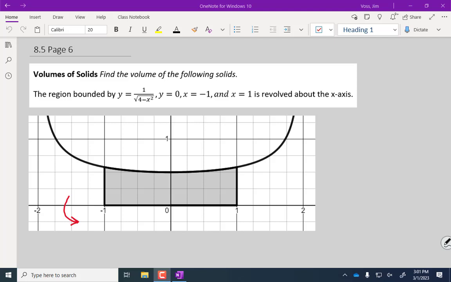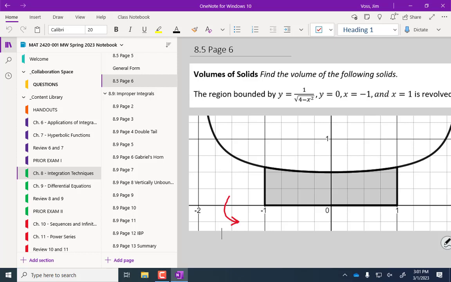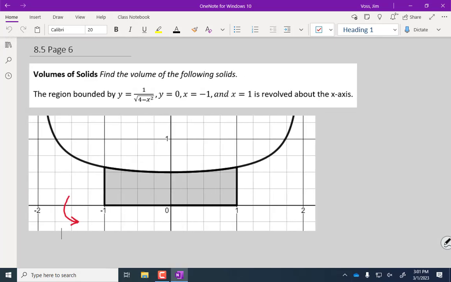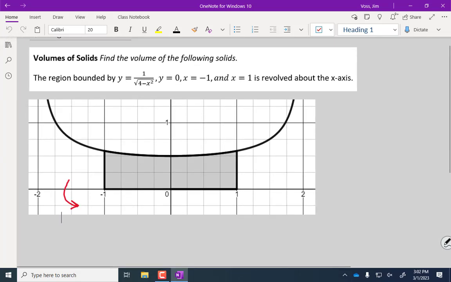Series. But before we talk about that, we will finish up our last slide in 8.5, and then we jump to 8.9. Okay, so here's our last problem with PFD.